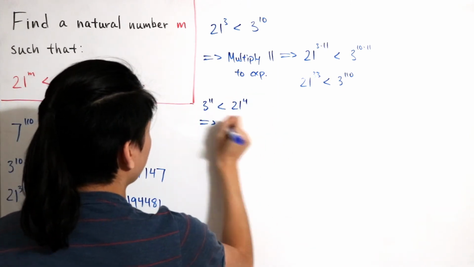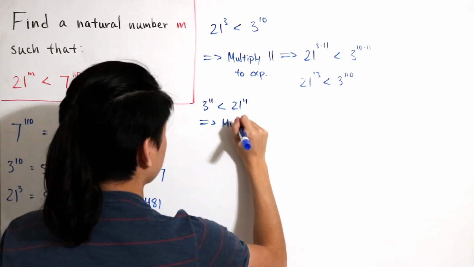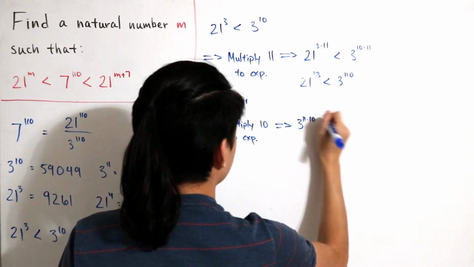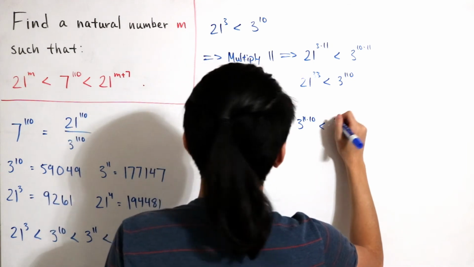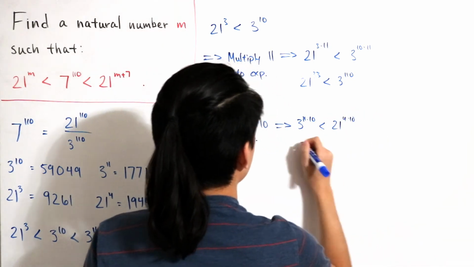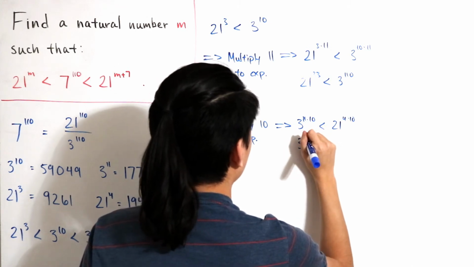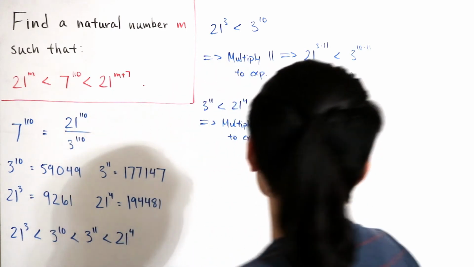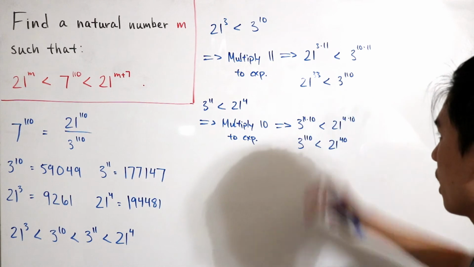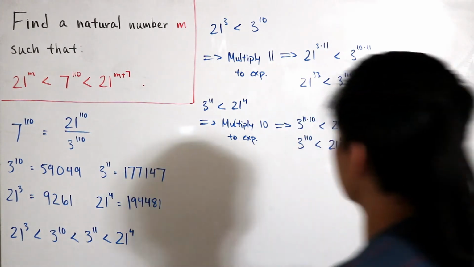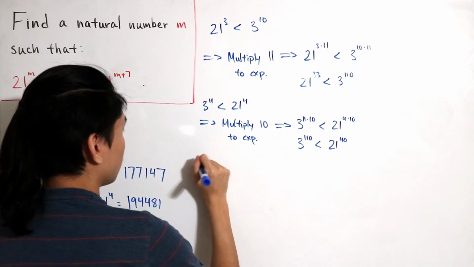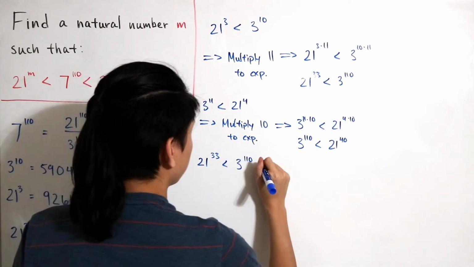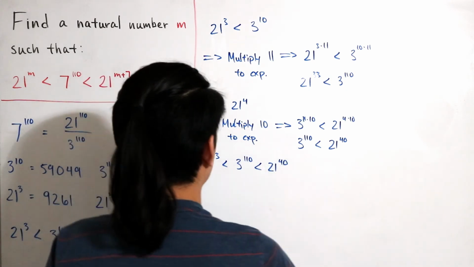What we can do from here is multiply 10 to the exponents. Then we see that we have 3 to the power 11 multiplied by 10, strictly less than 21 to the power 4 times 10. So we have 3 to the power 110, strictly less than 21 to the power 40. They share the same numbers, so we can set up a compound inequality with the bounds we just formed: 21 to the power 33 is strictly less than 3 to the power 110, strictly less than 21 to the power 40.